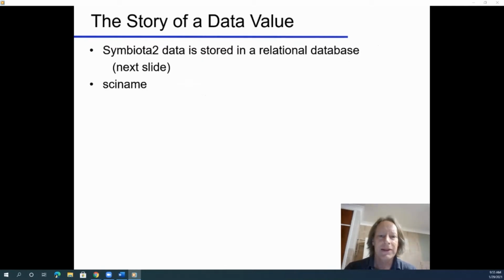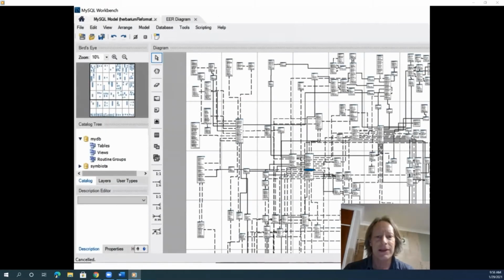Today, I'd like to tell you the story of a data value within Symbiota 2. In particular, I'm going to focus in on the SciName, which is the scientific name of a specimen within the Symbiota 2 database. So life begins for this value within the database, and Symbiota 2 is stored in a relational database. This relational database is somewhat complicated. This diagram shows the MySQL Workbench entity relational model for the database.